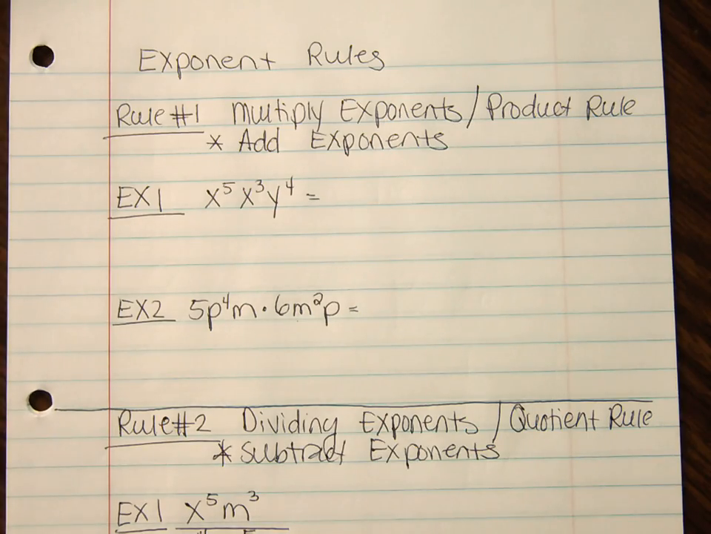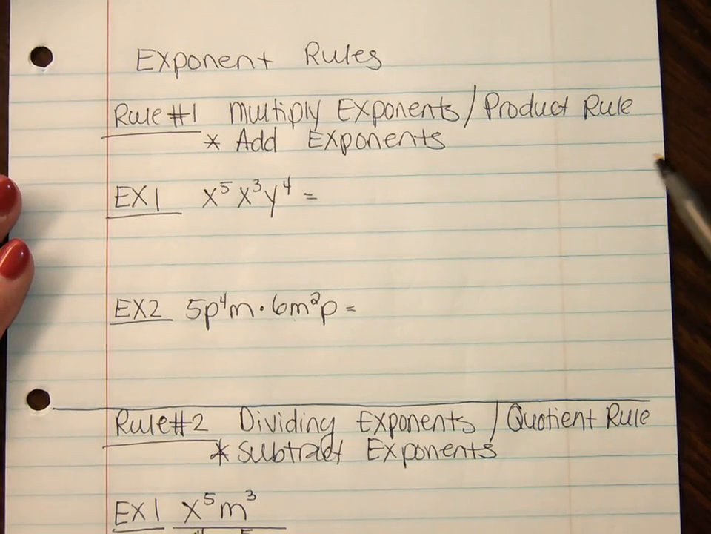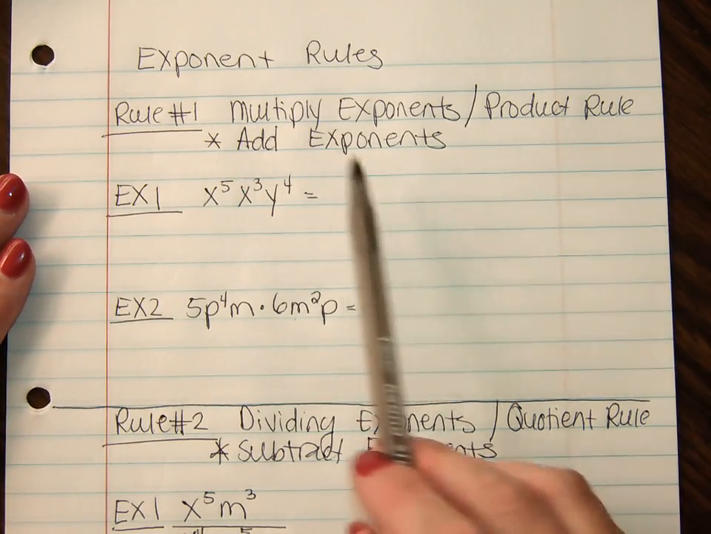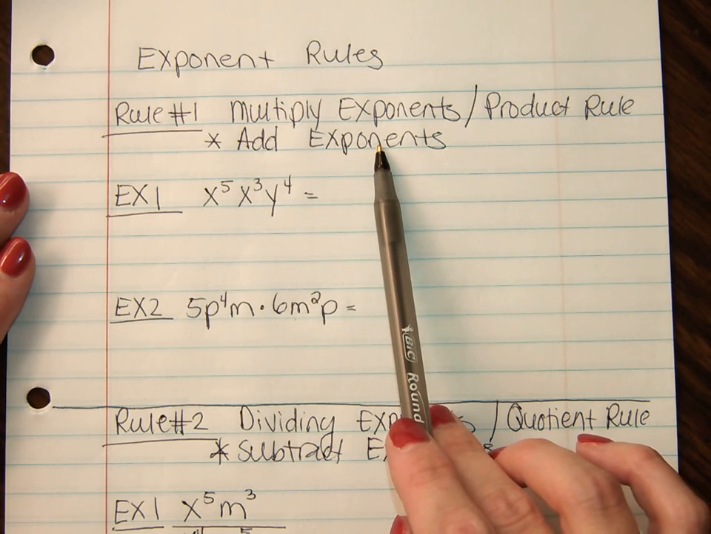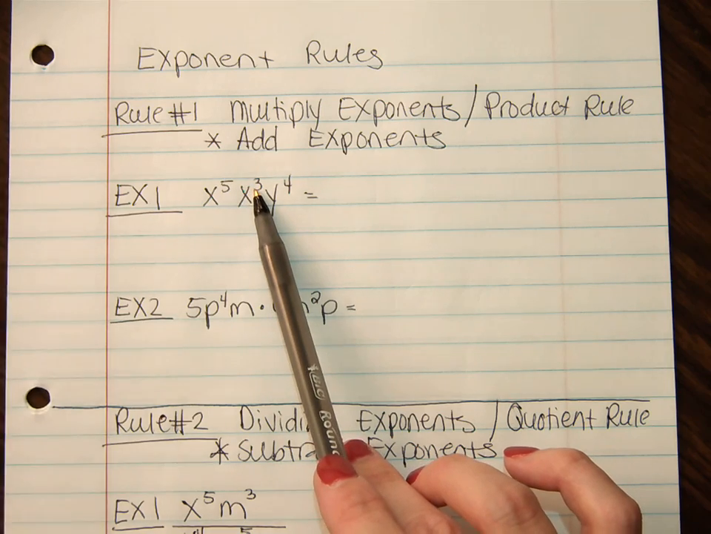We're going to go over our first two exponent rules. So our first exponent rule is multiplying exponents, which is also known as our product rule. And here we're going to add our exponents that have similar bases. Remember that this is the base and that this is the exponent.